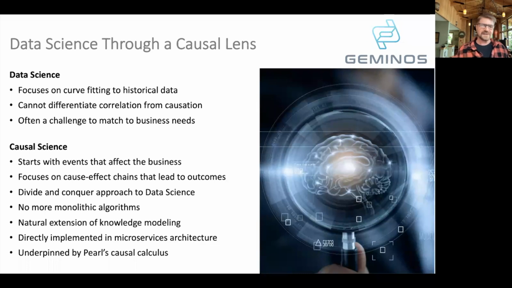So what causal science is saying is, let's start looking at the events. What are the things that affect the business? What are things that are happening in the world that we can measure? And we can start figuring out chains of events. So if they start thinking about LSTMs, how do you find sets of events that happen commonly? Are there causal chains that can be discovered if we think about the world in terms of these causal events? So we're focusing on these chains of events. They're leading to some kind of outcome.